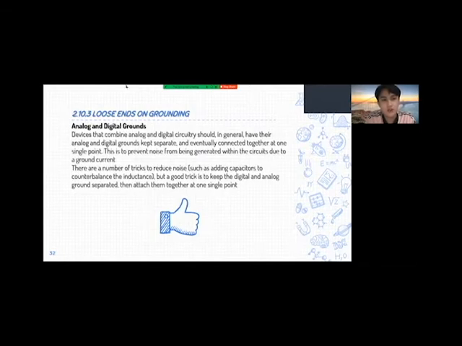Analog and digital ground. Devices that combine analog and digital circuitry should, in general, have their analog and digital grounds kept separate and eventually connected together at one single point. This is to prevent noise from being generated within the circuit due to the rail current. There's some tricks to reduce the noise, such as adding a capacitor to counterbalance the inductance.